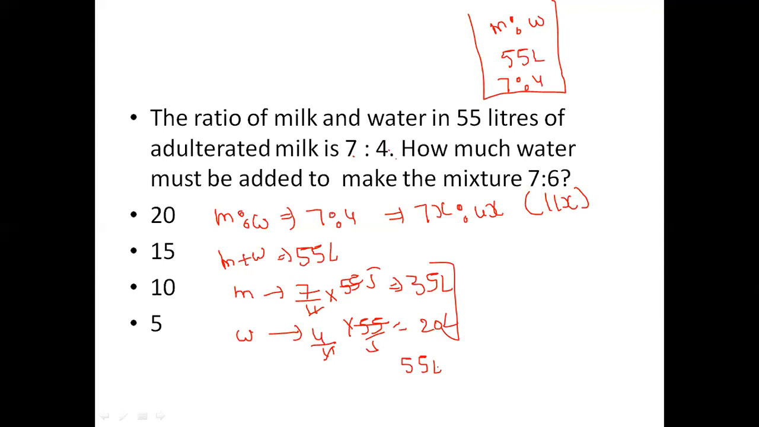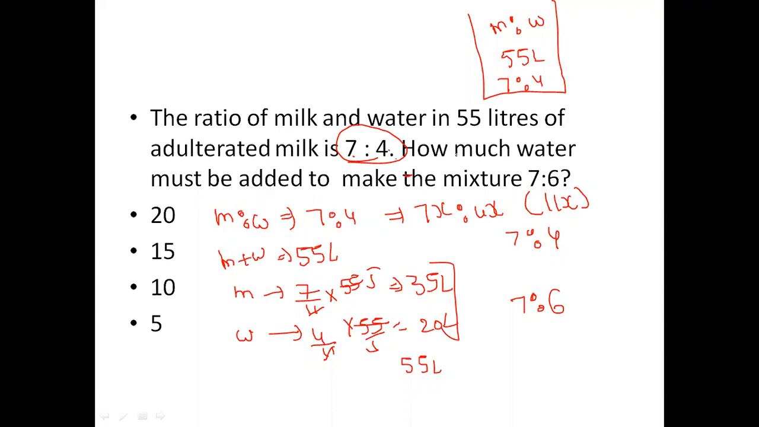So I need to understand that initially the ratio is nothing but 7 is to 4, guys. Okay. So they have given the ratio here. Initially the ratio is nothing but 7 is to 4. But I need to make sure the ratio is 7 is to 6 at the end. For that, what I need to do, I need to add some water. They mention in the question clearly the ratio is 7 is to 4. How much water you need to add to make sure the ratio is 7 is to 6?